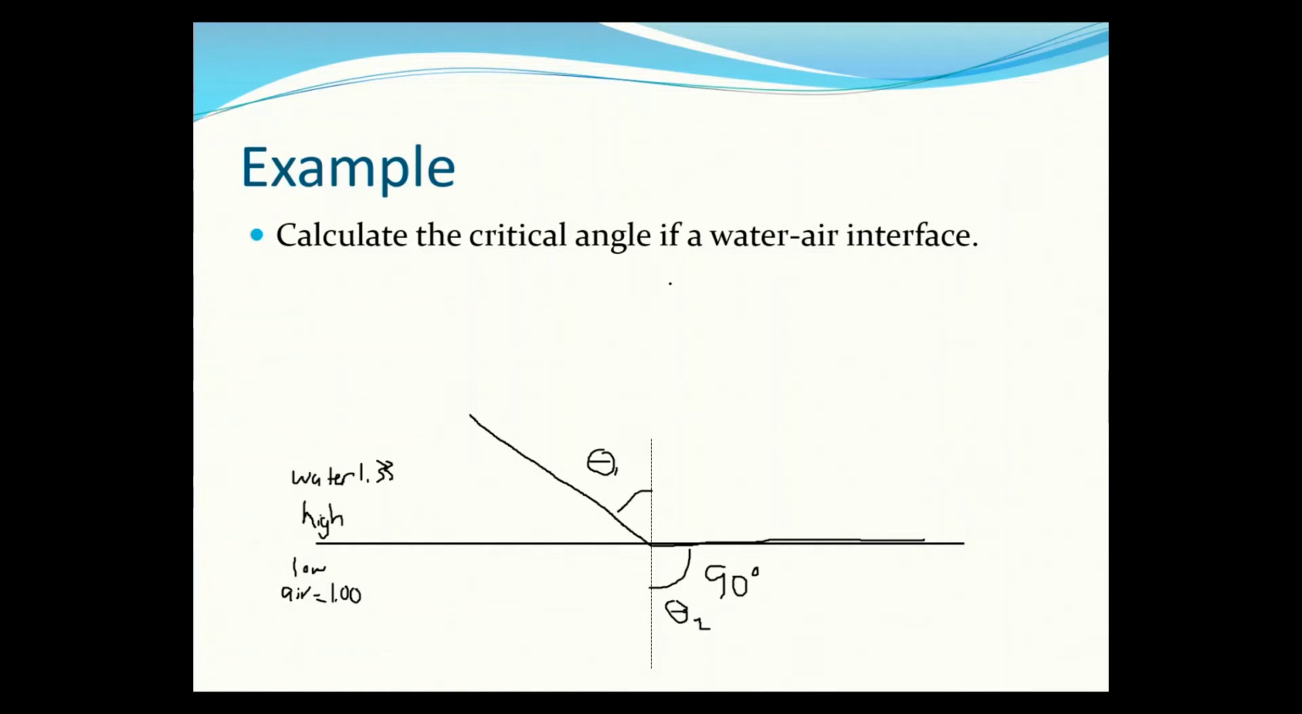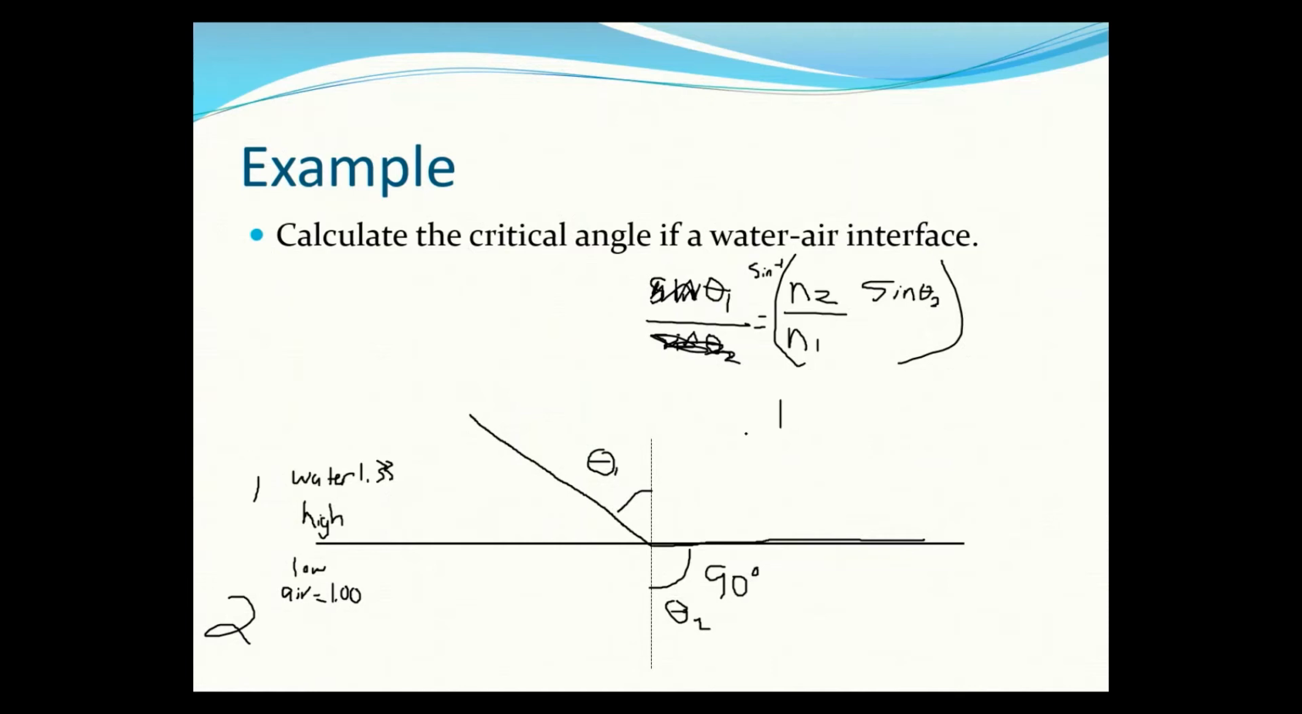So we're going to use Snell's law, and we're trying to find this. For Snell's law, the formula is sine theta 1 over sine theta 2 is equal to n2 over n1. They always have to be opposite like that. We want to find sine theta 1, so we move our sine theta 2 over here. To find this angle, we have to get rid of the sine, so we take sine negative 1 of all of this. So n2 is 1, and n1, water, is 1.33. Then sine theta 2 is going to be 90 degrees, and we take sine negative 1 of all of this.